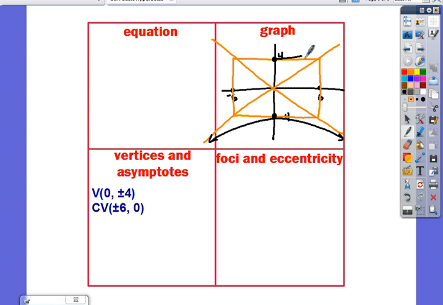So it's supposed to actually hit those vertices and then follow those asymptotes out. So that's pretty much the graph. We can find our foci. Let's go to the equation.